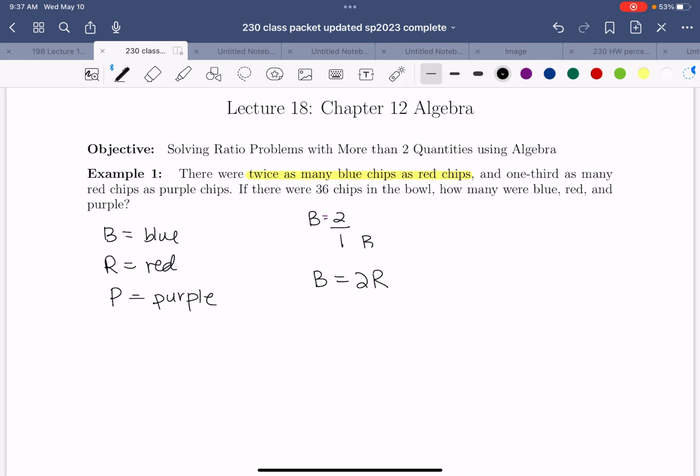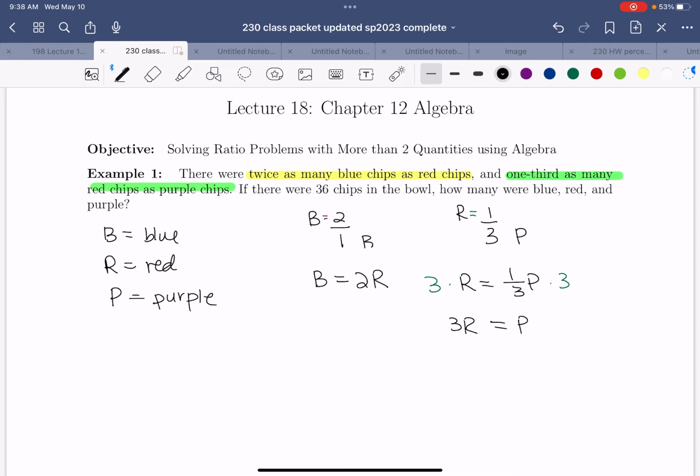From here, I look at the next one. 1/3 as many red as purple. So 1/3 as many red, I'm going to put that on the left, to purple on the right, and then I put my equal sign after the red. So red is equal to 1/3 purple. And if I want to get rid of that 3 on the bottom, I can multiply both sides of my equation by 3. That tells me that 3 red is equal to 1 purple, and I can lose the 1 and just write purple. So purple is equal to 3 red.